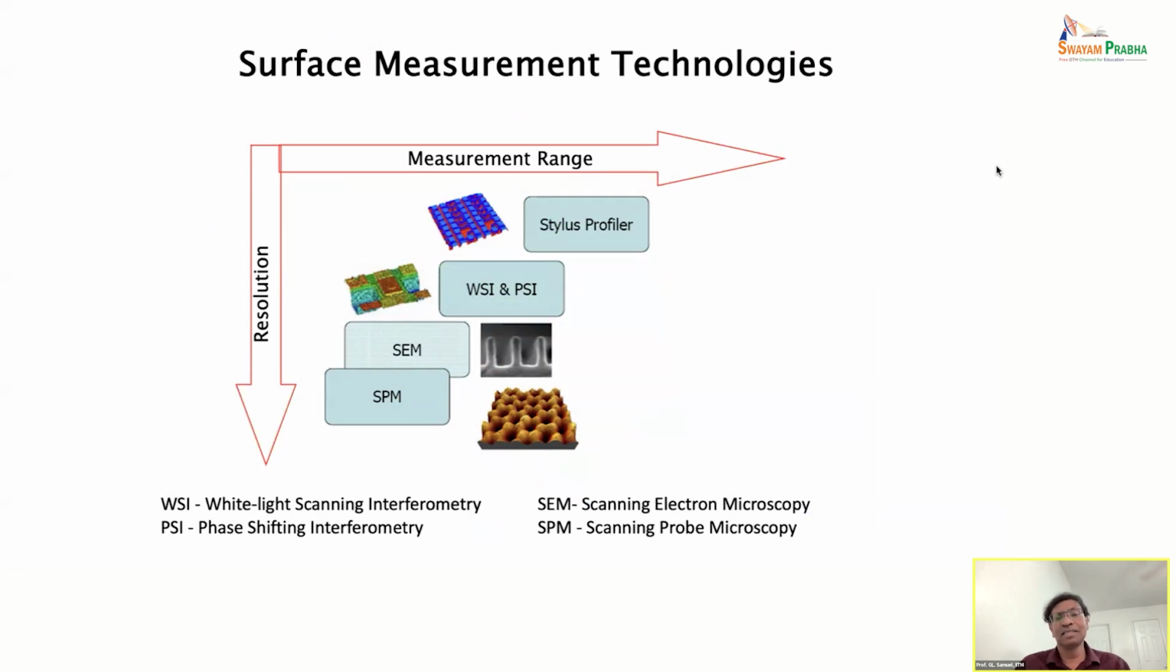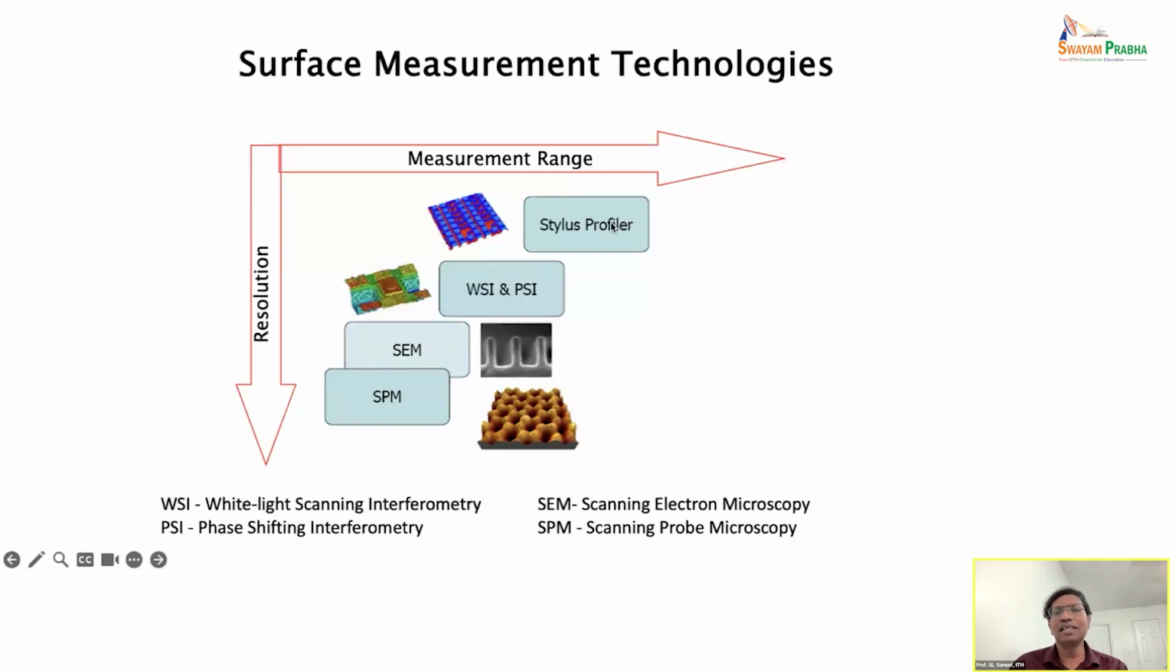I think in the first class itself, I said that Lord Kelvin said, if you can't measure, you cannot make it. So that means first we should know how we characterize these surfaces. Then only will we be able to control the machining process and get the required surfaces. Okay, now what are the different measurement technologies available to measure or characterize these surfaces?